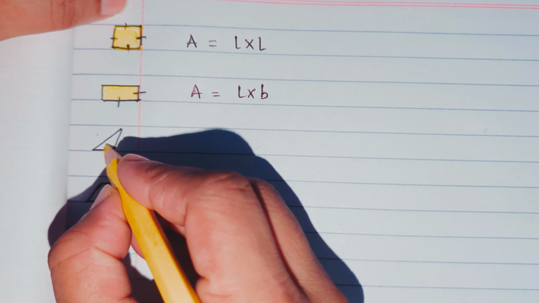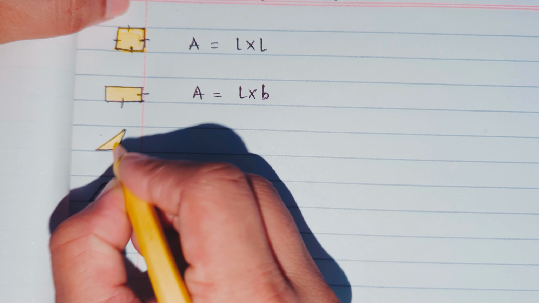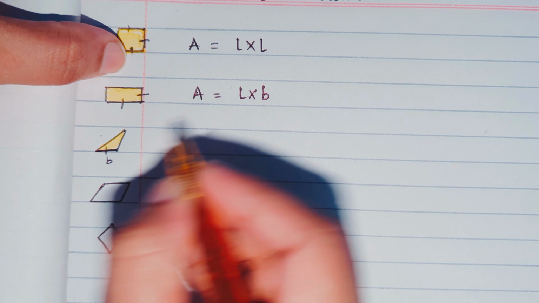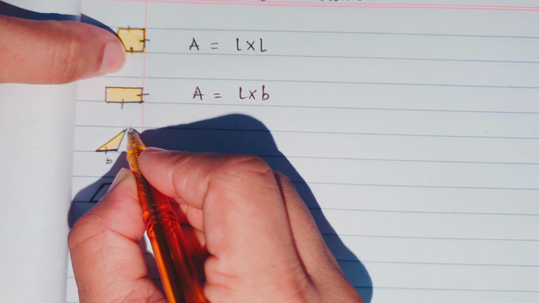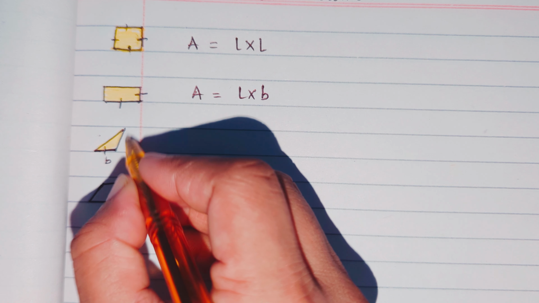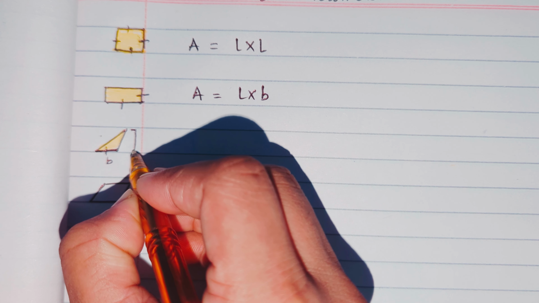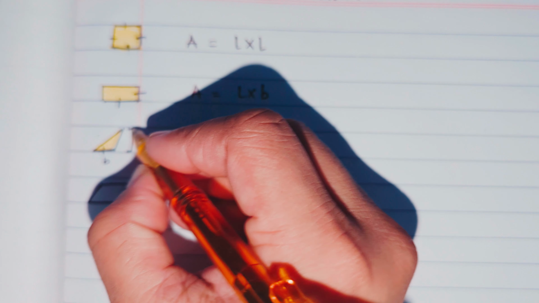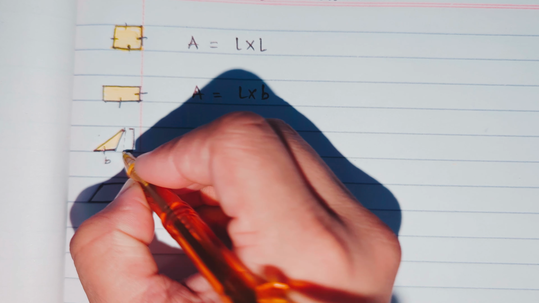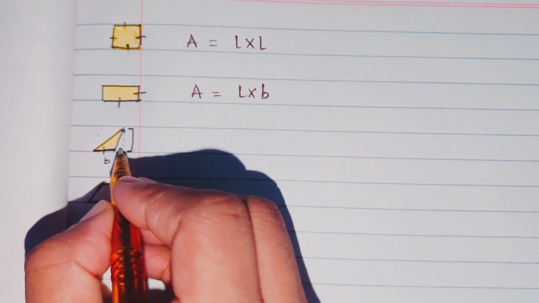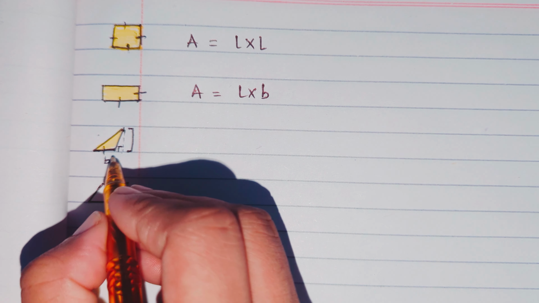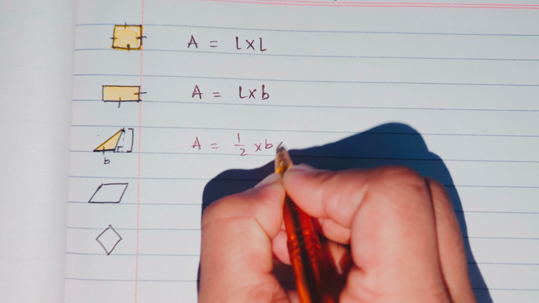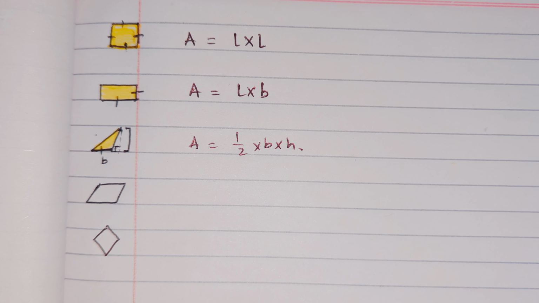Okay, now comes the triangle. Since a triangle is half of a rectangle, we take the base, and then from the opposite side we take the height of this triangle, that is how high the triangle is from its bottom. We drop a perpendicular line, so there will be a right angle between the base and the height, and the area will be half into base into height.